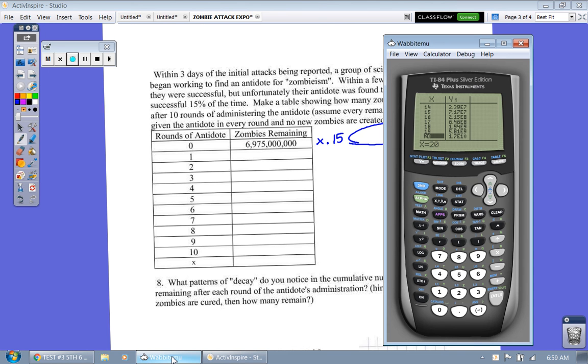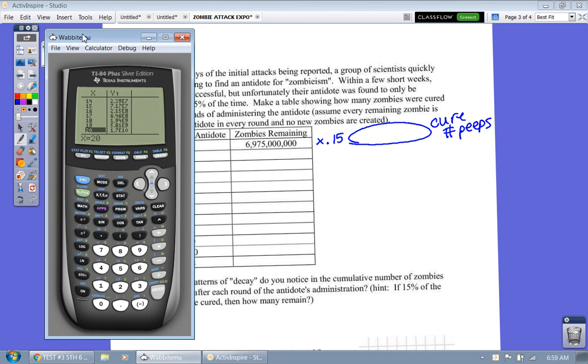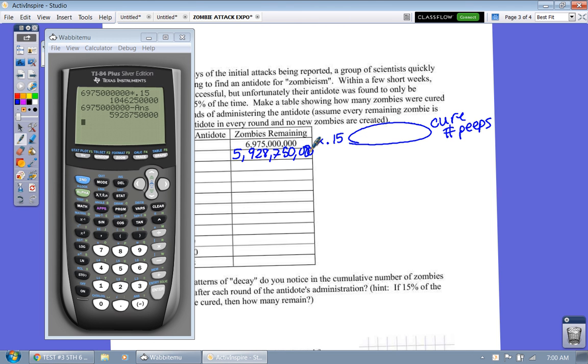And so, if I go through here, we'll start with 6,975,000,000, and then we are going to multiply that times 15%. We're going to get that number there. And then what we're going to do is we're going to take 6,975,000,000, and we're going to subtract it. I need one more 0. We're going to subtract that from the. We're going to take our answer and subtract that. Excuse me. Had that backwards. And this 5,928,750,000. And then you're just going to repeat this process over and over again.